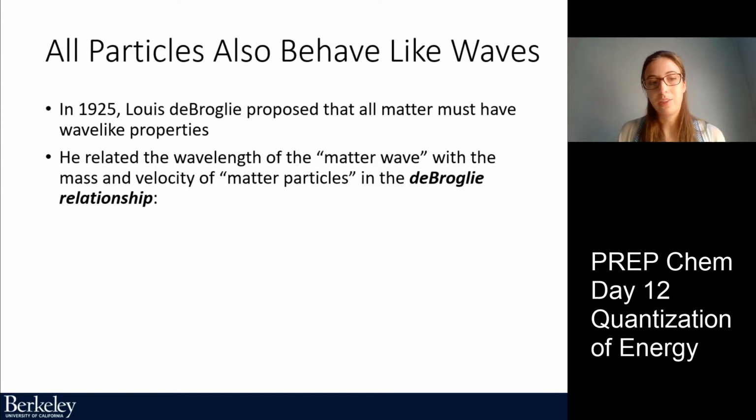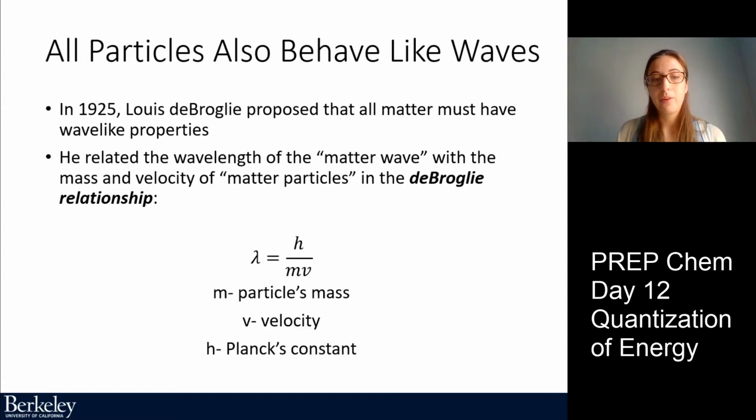So we can write out the de Broglie relationship, and that is the following equation, where the wavelength of your wave is equal to Planck's constant divided by the particle's mass and the velocity of the particle. This is one of those fundamental relationships that is hard to derive.